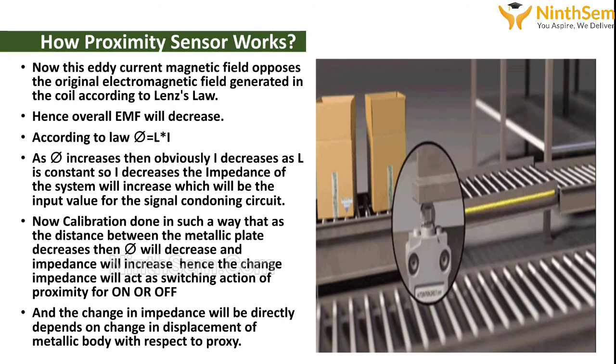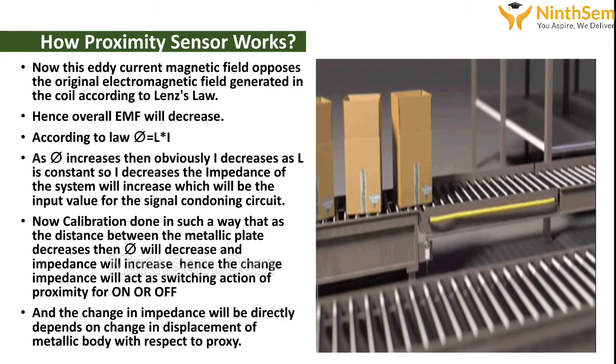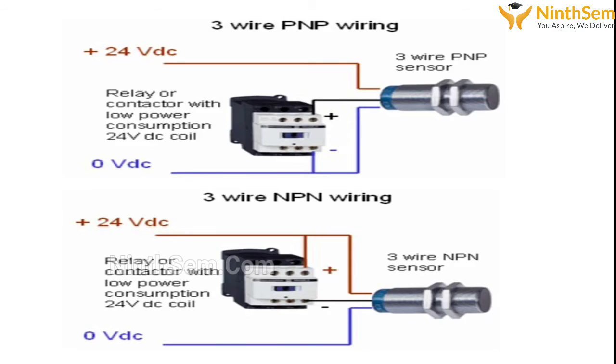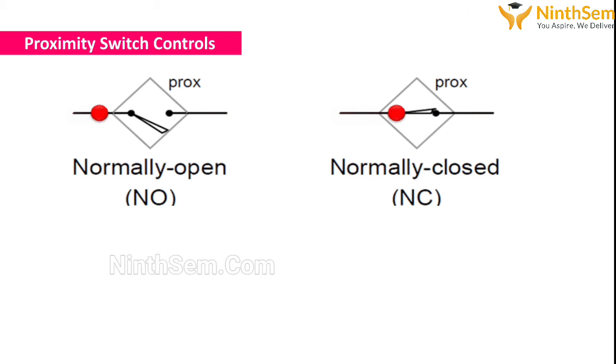So, as I have already mentioned, the proximity sensor is used for detection of metallic objects. There are various types of proximity sensor. There are basically two types, PNP or NPN. And in wire configuration, it may be 2 wire or 3 wire, as you can see in the figure. Another thing about proximity sensors is that we use normally open and normally closed.